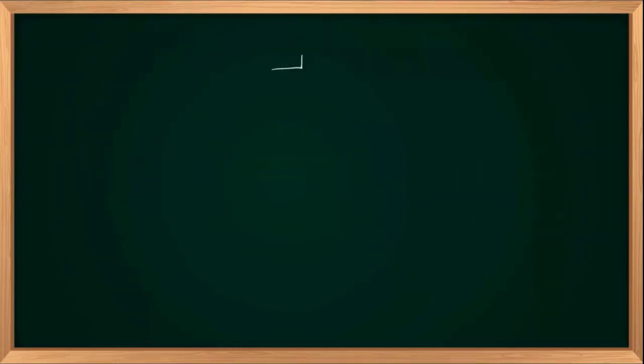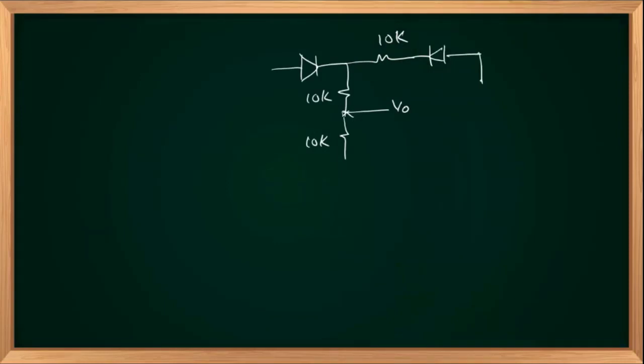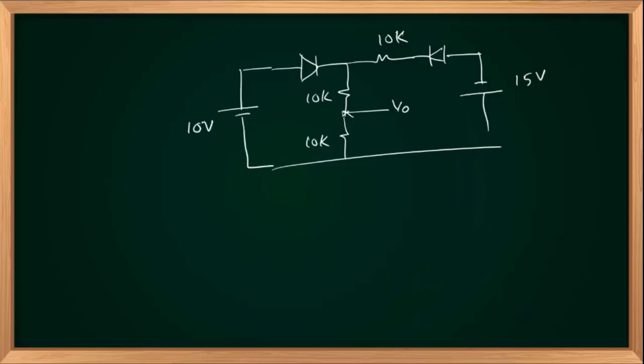I have two diodes. Equal resistors, 10K here. This is my out. Another 10K in series with the diode connected like this. Negative, positive. This is at 15 volts. Here I am exciting with 10 volts. This is negative, positive. You are asked to find out the value of Vout. Vout is the voltage across 10K resistance.